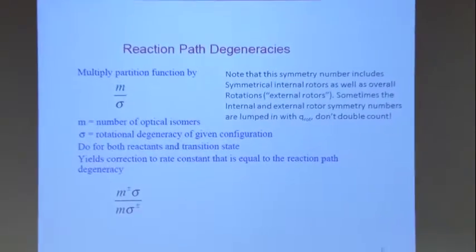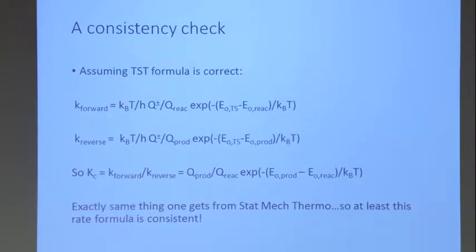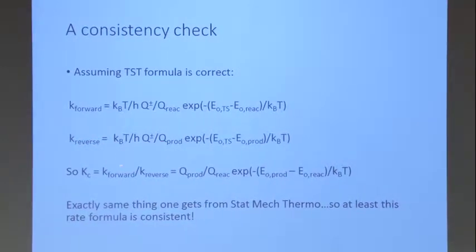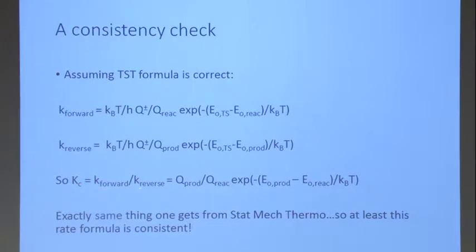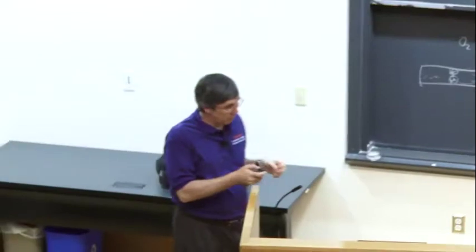Here's a little story about the reaction past generations. I talked about that. Here's a little consistency check. If you assume that the TST formula is correct, this is the forward expression, this is the reverse expression, and so you can compute the equilibrium constant forward over reverse, and it turns out to be this, which is exactly the same thing you would get from the stat-mech thermo, using the fact that the Helmholtz free energy is negative RT log K, log Q. It just gives you this thing. So at least this formula, it might not be exactly right for the rate coefficients, but it's consistent, so it'll satisfy the thermo, which is a very important property.